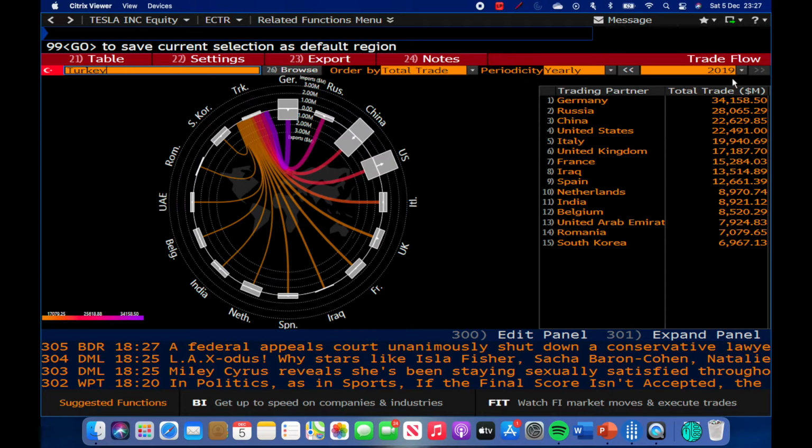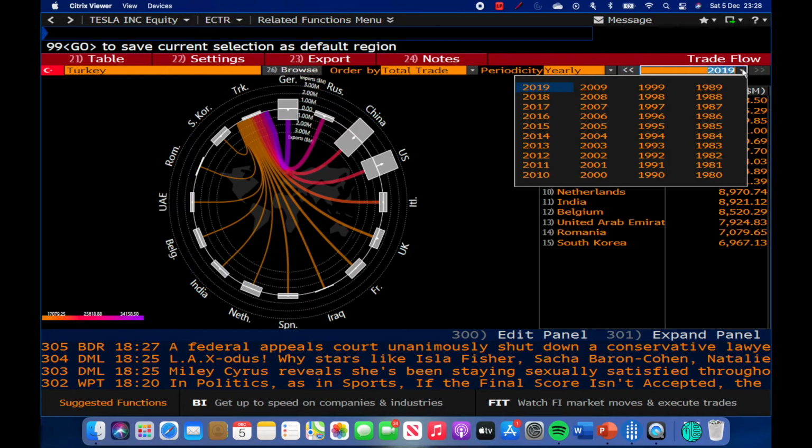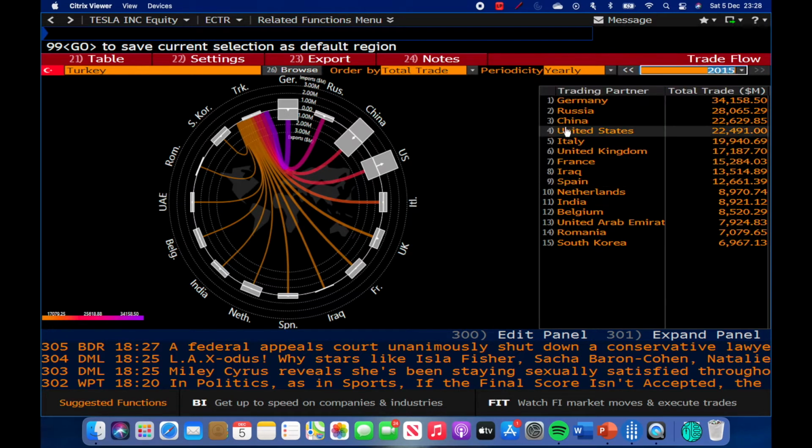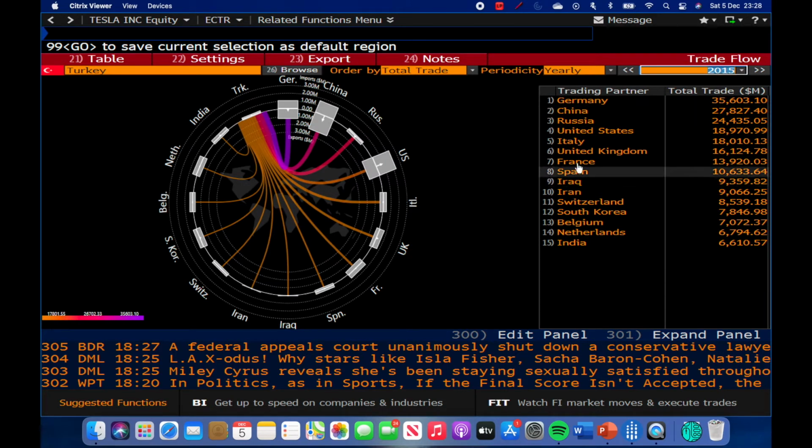If we move down, it is currently in the year 2019, but the question is interested in 2015. So we choose 2015 and wait for it to update. Once it updates, we find Italy, and we see that the total trade between Italy and Turkey is roughly $18 billion. That's the answer to the first question.